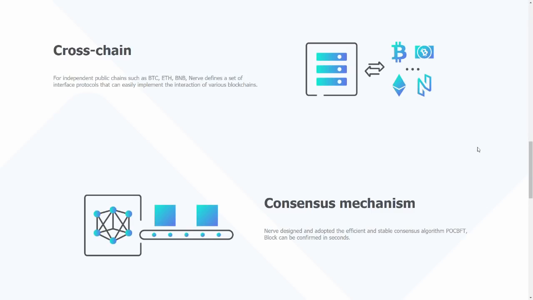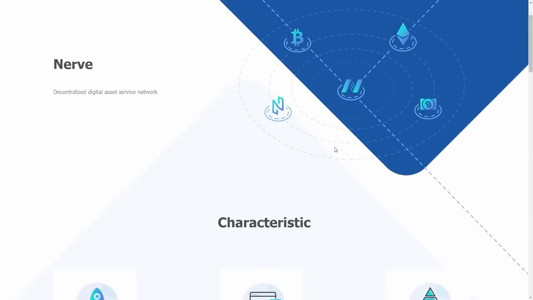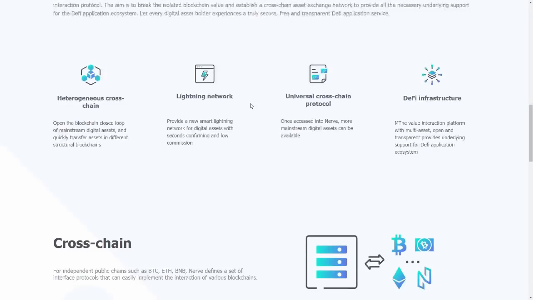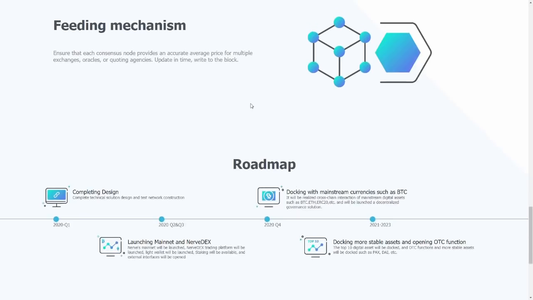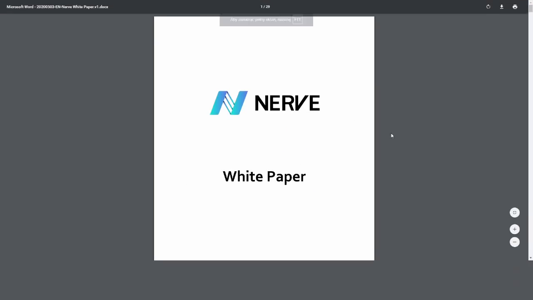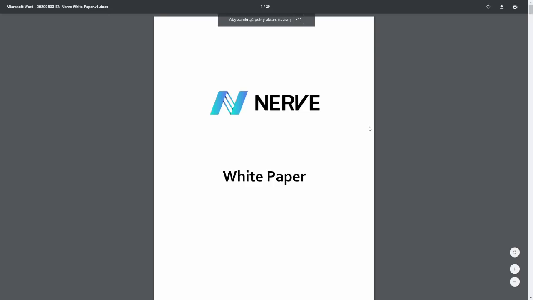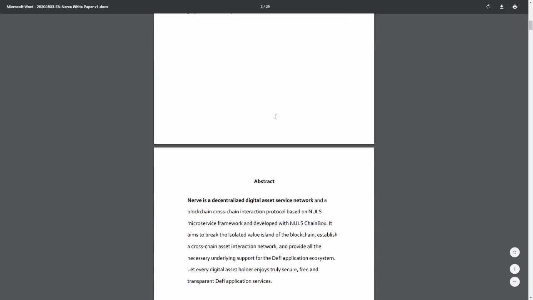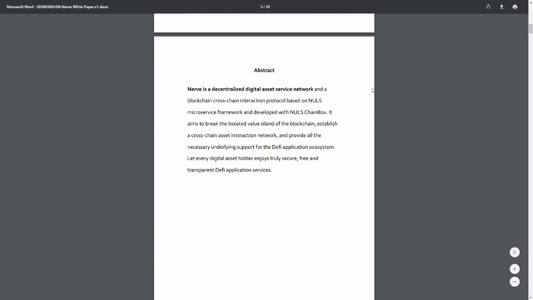So now I will tell you about the white paper a little bit. I showed you the Nerve main page some weeks ago. I recorded a video about Nerve in German and English. So here we can see the white paper, we can see 29 pages here. Here we can see the table of contents. So the important contents are here. So a little bit about the abstract.